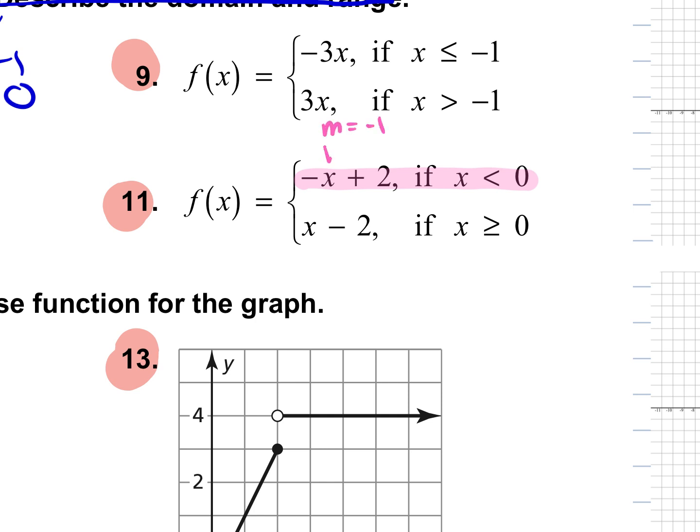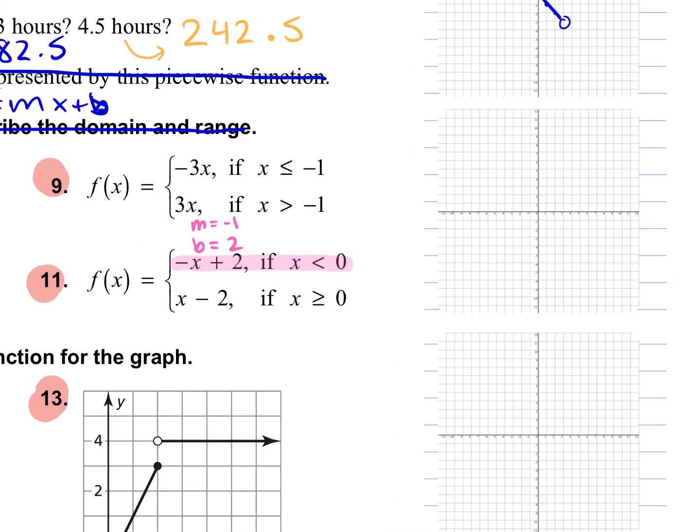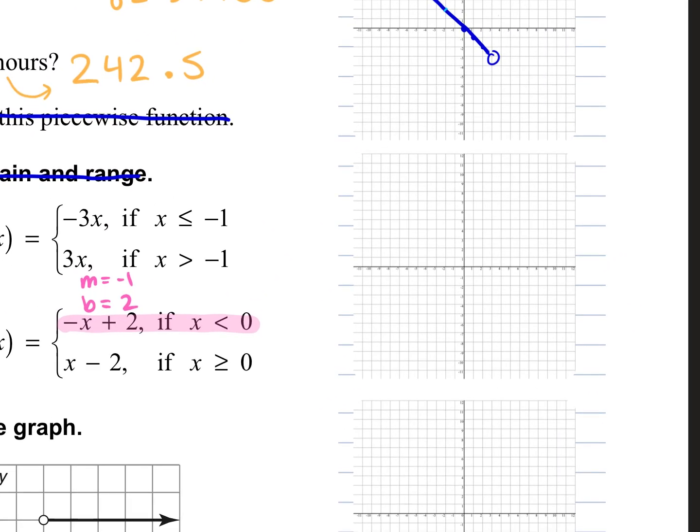Negative 1. What's my y-intercept? 2. What's the first thing I need to put on the graph? 2. So I'm going to put a point at 2 on the y-axis, because that's my y-intercept. How do I draw the slope of negative 1?